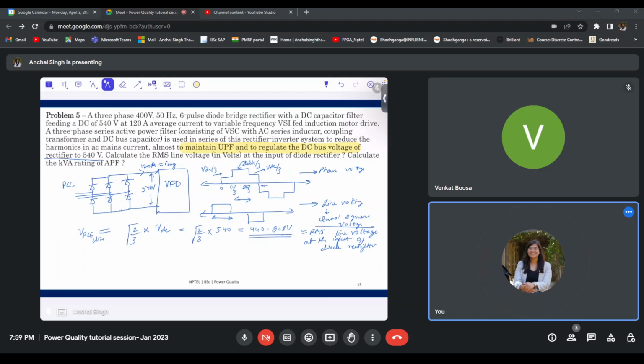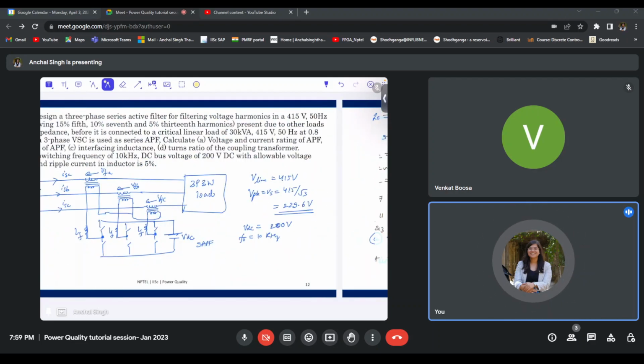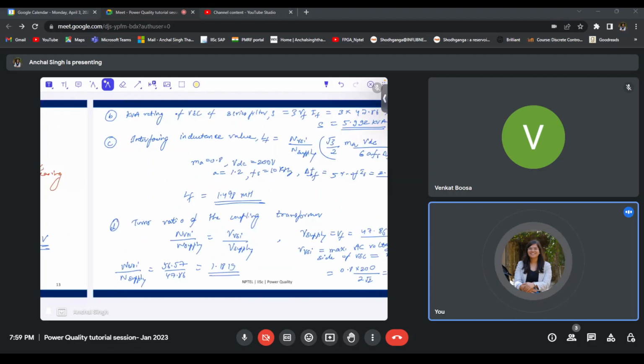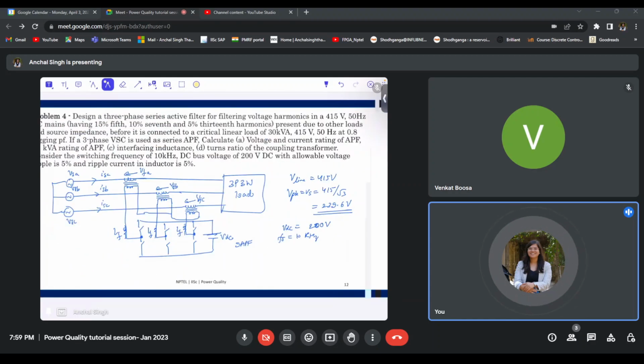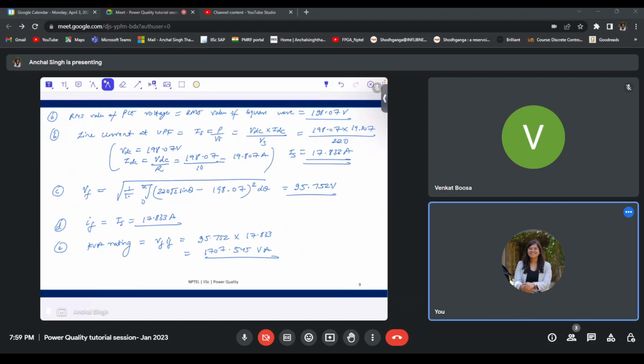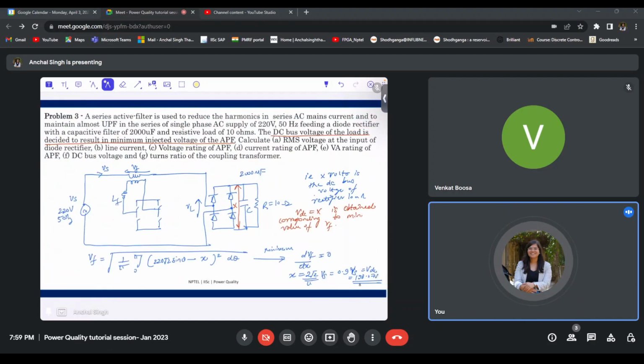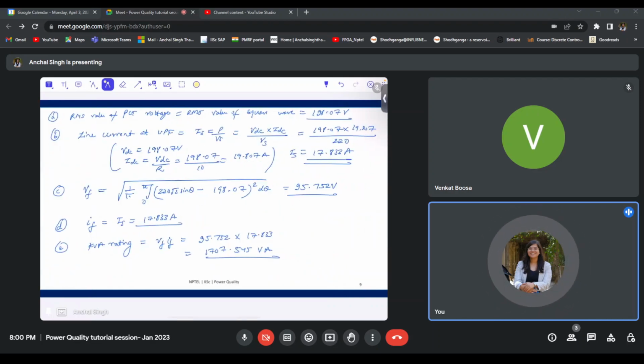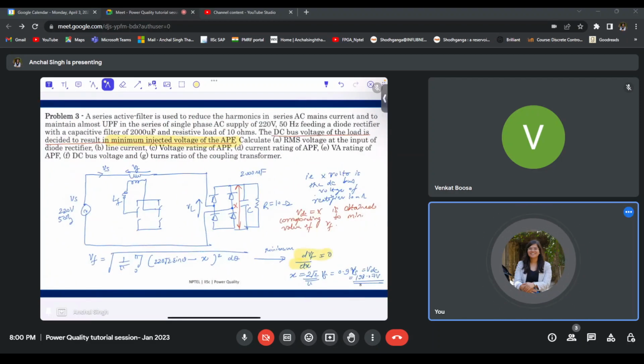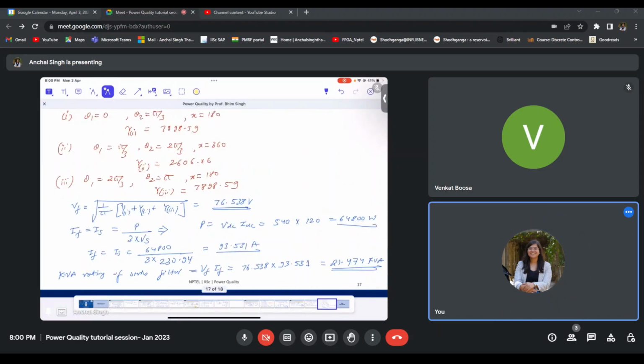Right? And another important problem was the minimum value one, where you have to differentiate. Which problem was that? Yeah, this one, minimum injected voltage. So we have to differentiate Vf with respect to x and equate it to 0. When we do that, the value of x will come out to be something, and that value of x will be our DC link voltage x. Okay. So these were a few important questions from the topic of active series power filter.